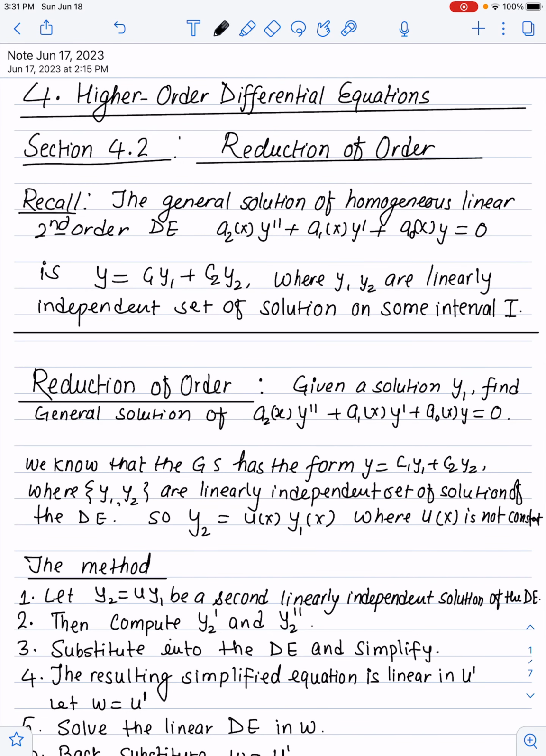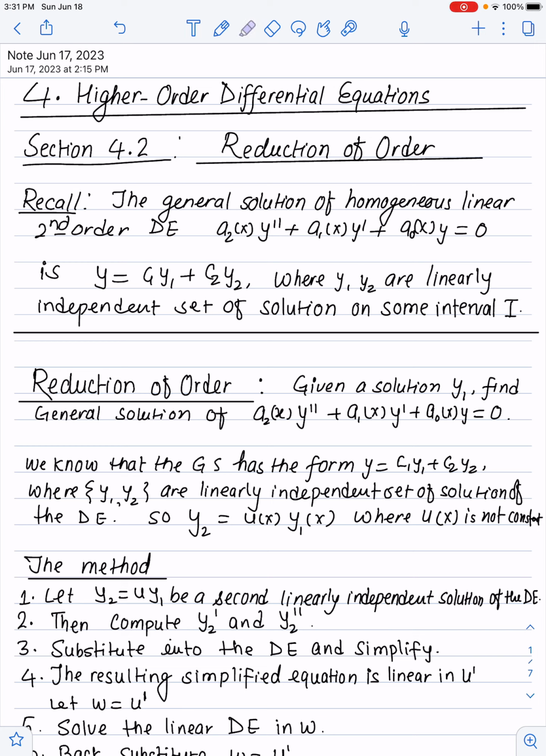Chapter 4 Higher Order Differential Equations. In this video, we will discuss section 4.2 Reduction of Order. So, we will basically solve a homogeneous linear second order differential equation by reduction of order.